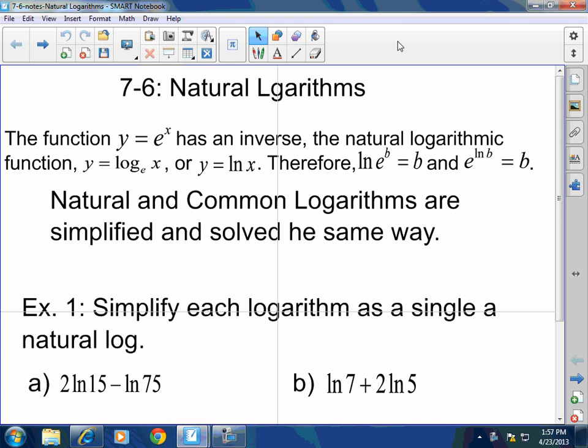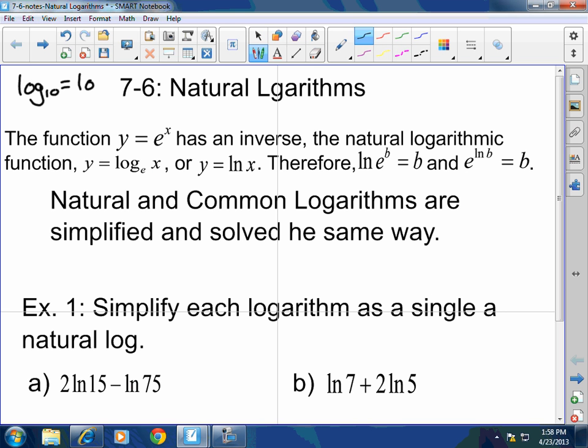Today we're going to wrap up 7-6 with talking about natural logarithms. I don't know if you guys remember, but when we first started this chapter, I told you that there were two main kinds of logs. There's common log, which we have already been working with. That's log base 10, which equals just straight up log. That's what we've been working with so far. Today we're going to talk about natural logs.